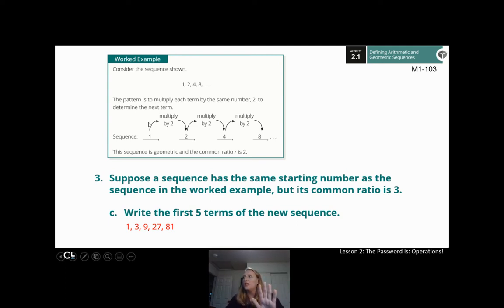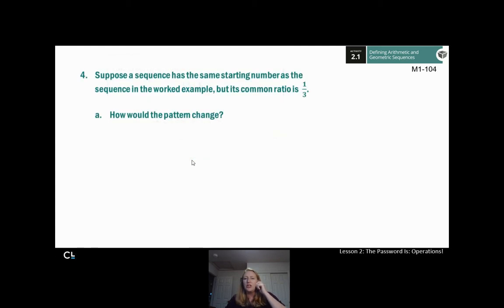Let's do this again. Still playing with the same worked pattern here, so we're still going to be starting with 1. Let's just change the common ratio again. So suppose a sequence has the same starting number as the sequence in that worked example, so we're still starting at 1, but its common ratio is 1/3 instead of 3. How would the pattern change? Jot down some of your thoughts on how the pattern might change, and then hit play when you're ready to check your work.